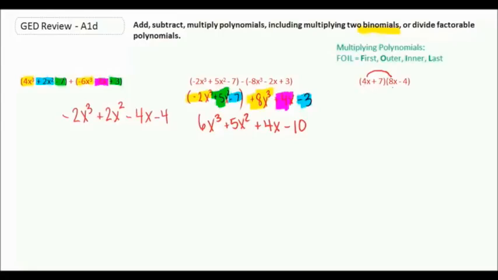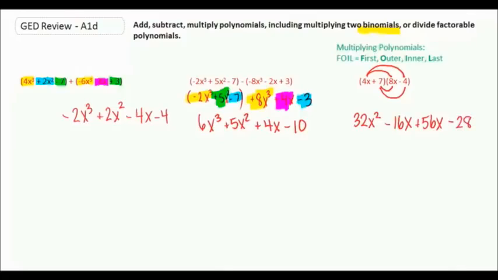So we have 4x times 8x, and that's going to give us 32x squared. Now we do the outer, so this number and that number, they're on the outside edges. So 4x times a negative 4 is negative 16x. Now we do the inners. We start here and move on to there. 7 times 8x is a 56x. And then we do this times the last number. 7 times negative 4 is negative 28.